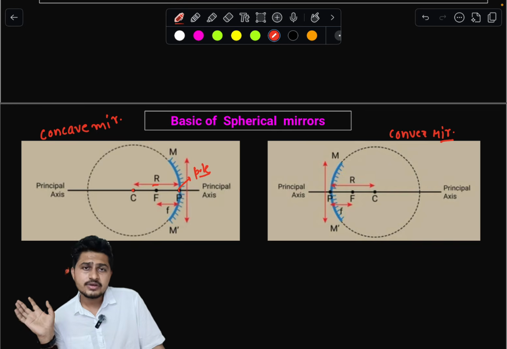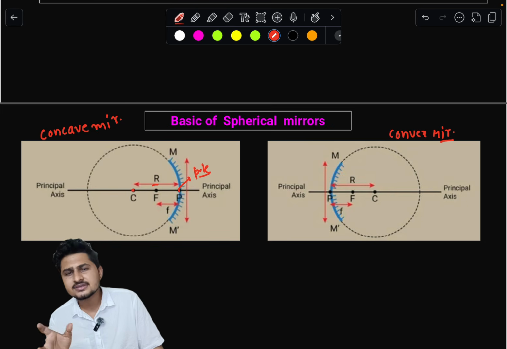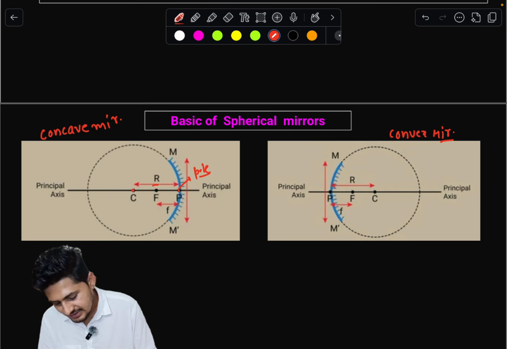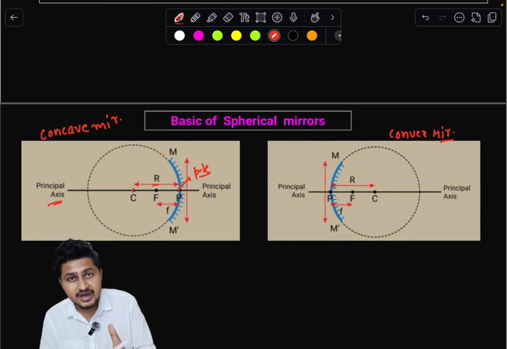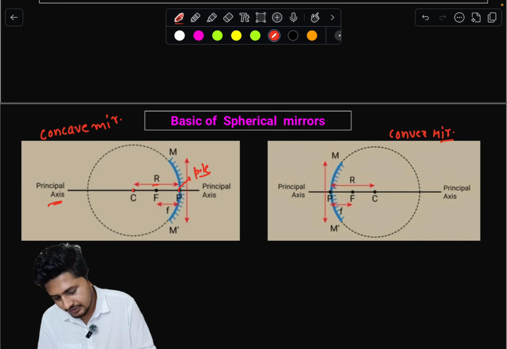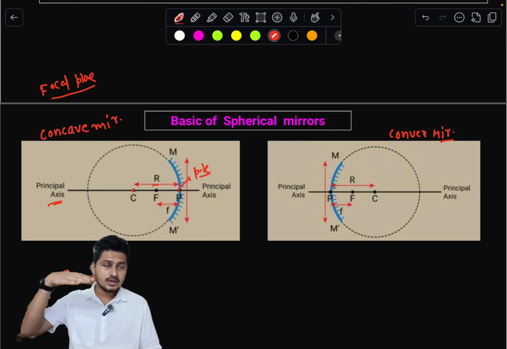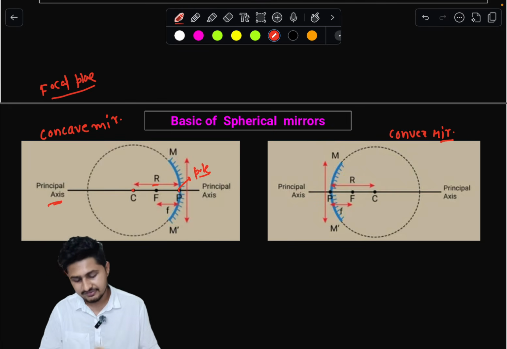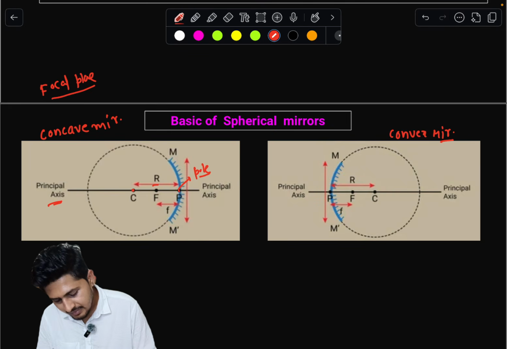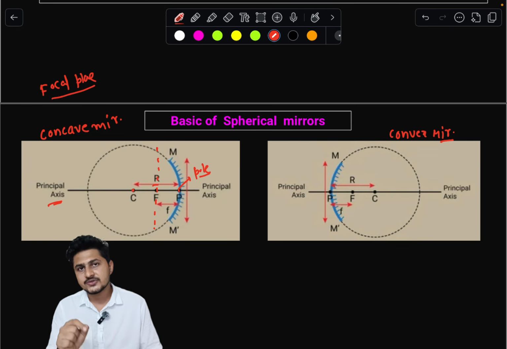What is the focus point? When rays come parallel to the principal axis, they will meet at a point, and that point is the focus. The distance between focus and pole is known as focal length. What is the principal axis? It is the axis which passes through the center of curvature and pole. One more thing is the focal plane. We use this focal plane to make ray diagrams when a ray of light comes at an angle on the reflecting surface. The focal plane is a plane perpendicular to the principal axis that passes through the focus.